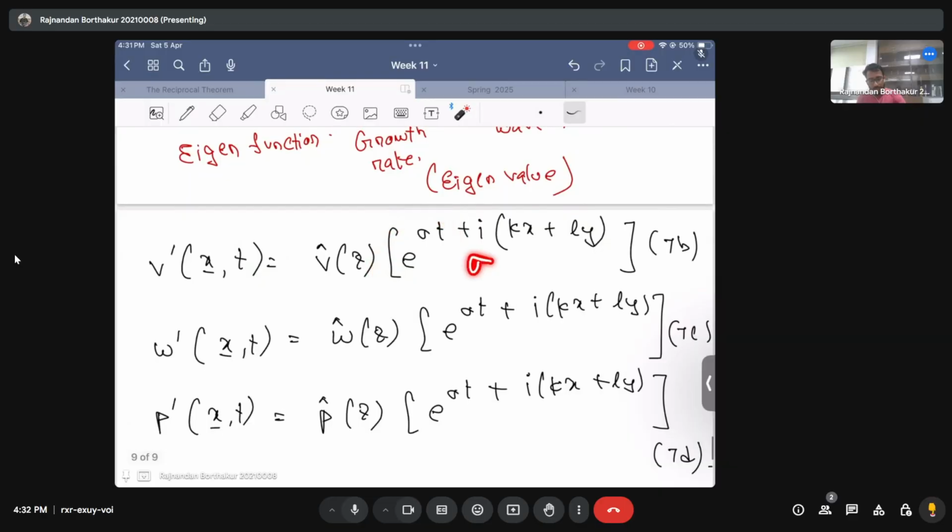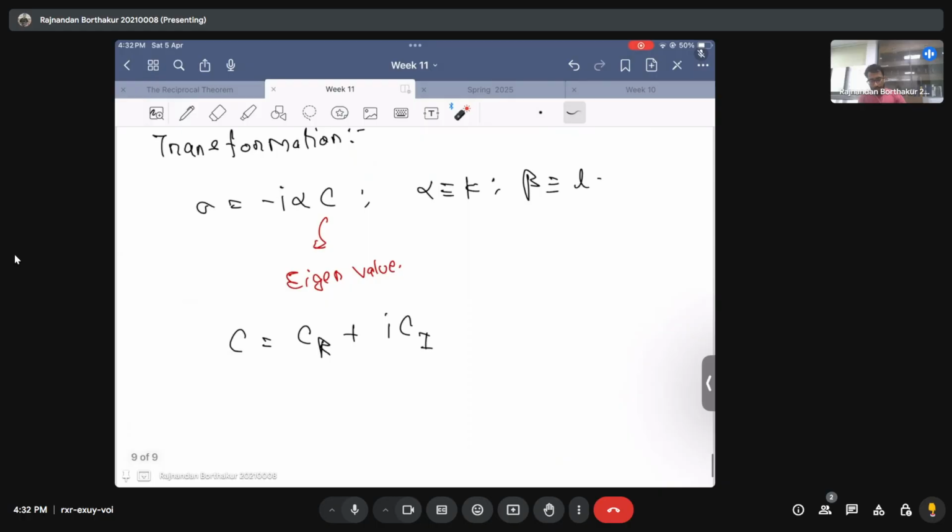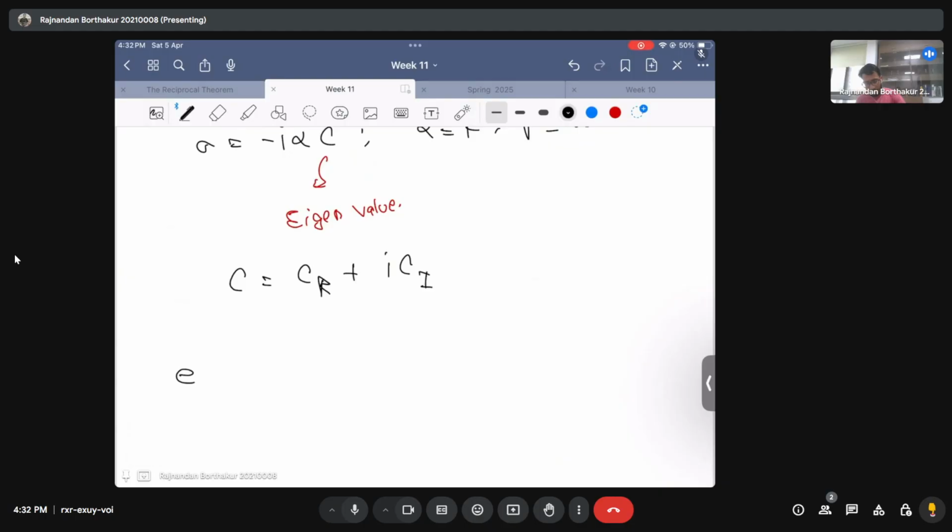You can appreciate that if sigma is less than 0, this term is negative. This means that my perturbations will come down or decay. If my sigma is greater than 0, this term will blow up. That means at a very large time, this term will eventually dominate, and then my perturbations will exponentially grow with time. So taking this motivation, if I evaluate this term e power sigma t, this is that term which dictates the growth rate.